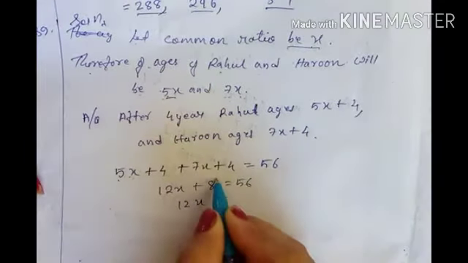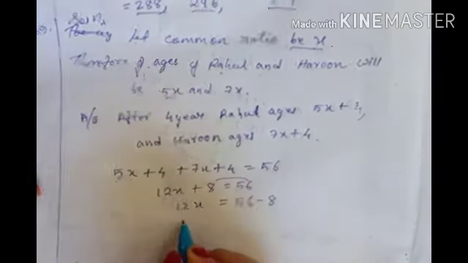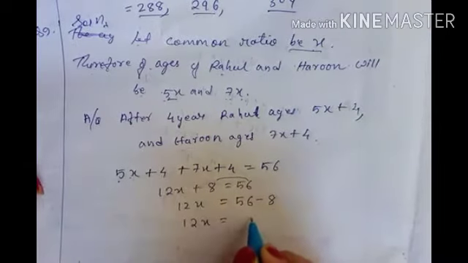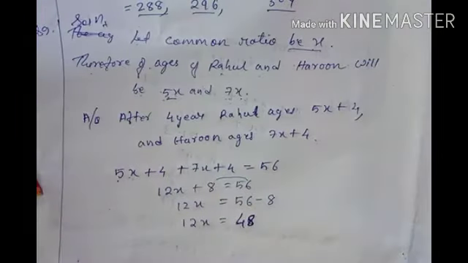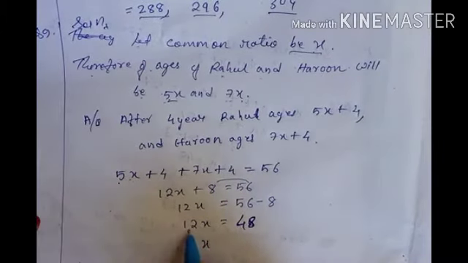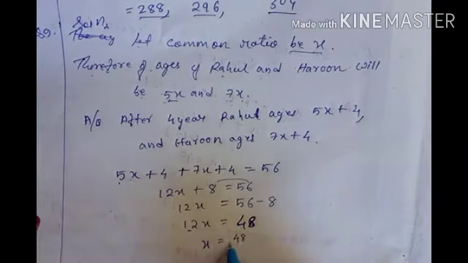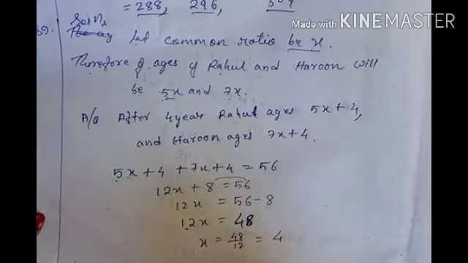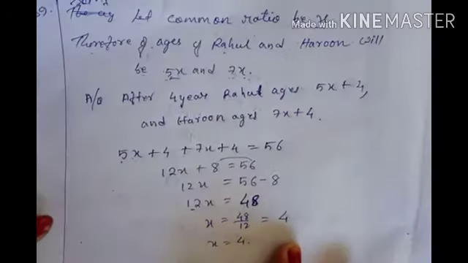Now 12x. You will transfer this 8 to the right hand side. It will become 56 minus 8. So 12x is equal to 48. Now if you transfer this 12 to the other side, where it is multiplication, it will become division. So x equals 48 divided by 12. The value of 48 divided by 12 is 4. So x equals 4.